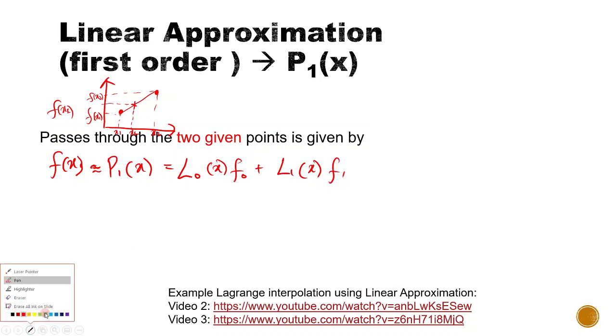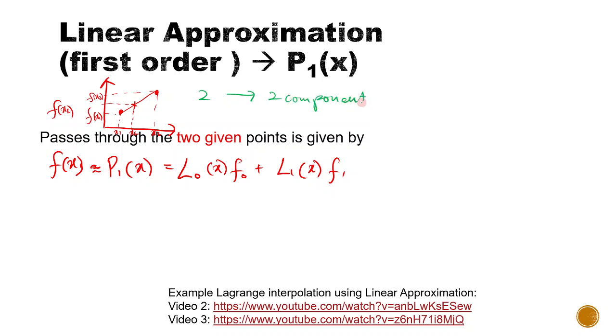So if you can see from here, 2 points means 2 components on the formula. So this is one component and this is the other component. Only 2 components. So please remember this one. This is the component at the first point. If I write this f(x0), this is f1. Okay, I made a mistake in writing. So this is at this point, and the other one is at the second point.